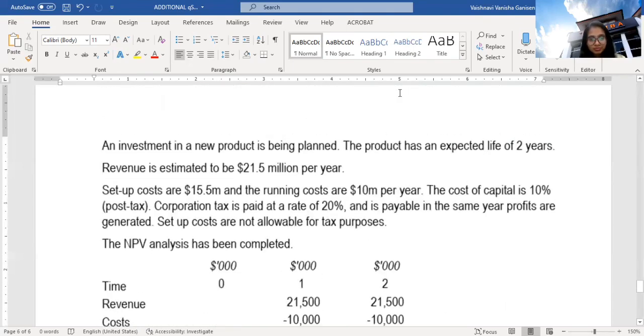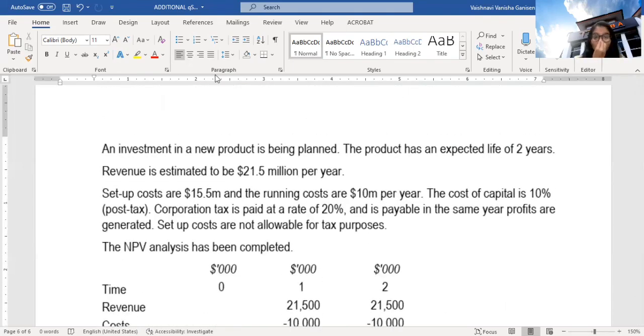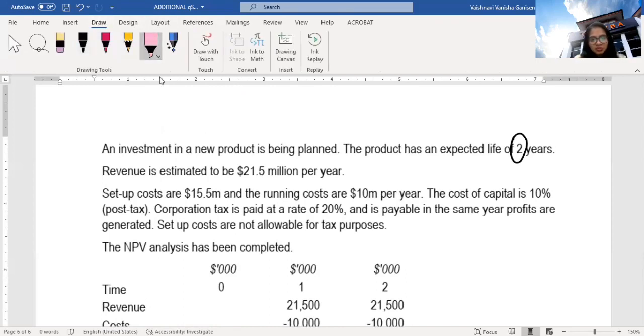Okay. Now, an investment in a new product is being planned. The product has an expected life of 2 years. Revenue is estimated to be 21.5 million per year. Setup costs are 15.5 million. Running cost is 10 million per year. The cost of capital is 10% post-tax, after tax cost of capital. Tax is paid at 20% in the same year profit arises, and setup cost is not allowable for tax purposes.